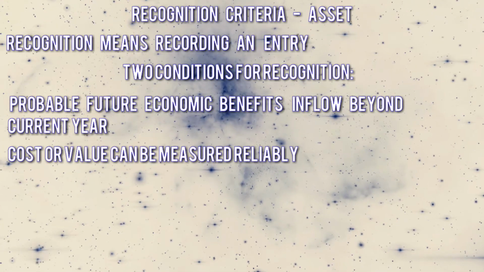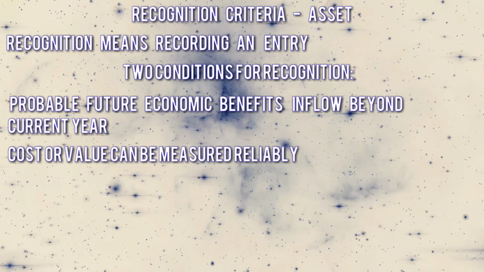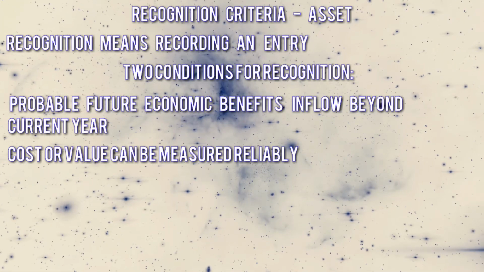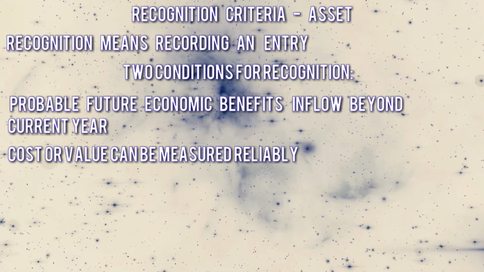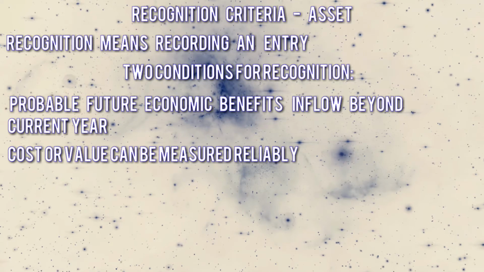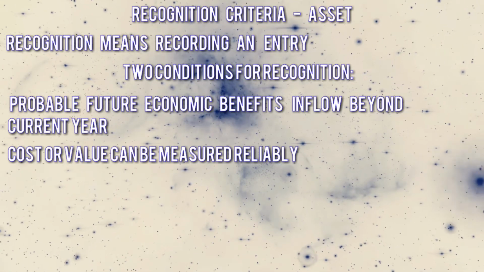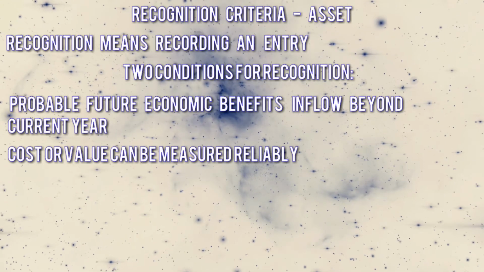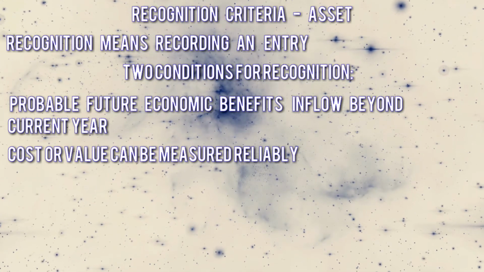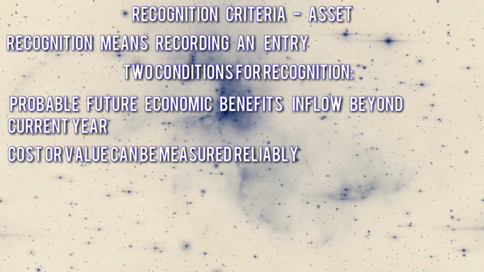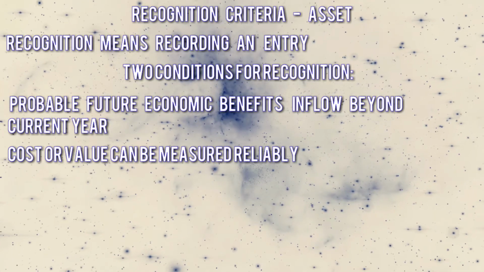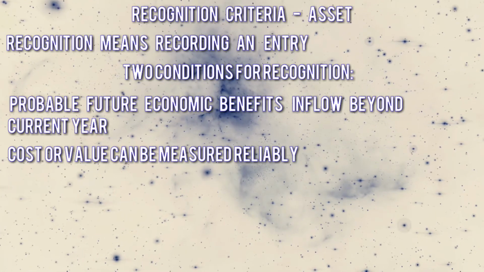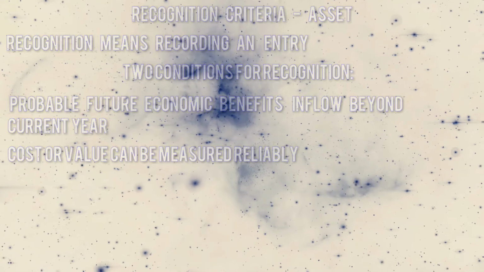Okay, so the first condition: probable future economic benefits means there must be probable future economic benefits. Probable means more likely than not. That is, informally it can be said that there is more than a 50% chance. And the second condition is that cost must be reliably measured. So if these two conditions are fulfilled, we can record this asset in the books of account.